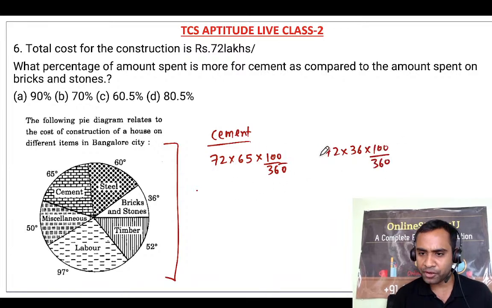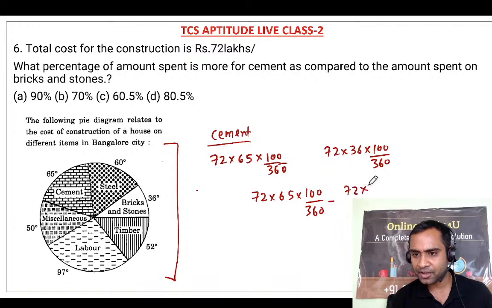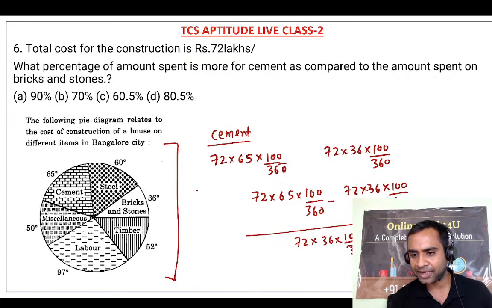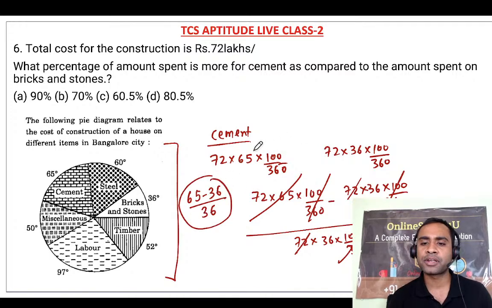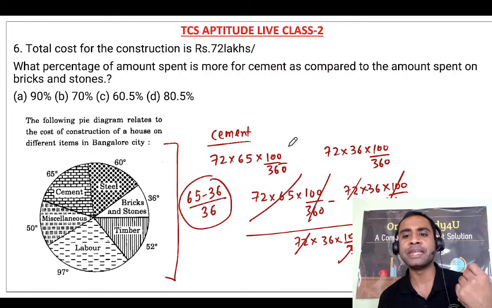Now what would you have done? We would have subtracted first, and then divided, so that all those things get cancelled. The 72s get cancelled, 100 by 360 gets cancelled. So basically you will be getting 65 minus 36 by 36. That's the reason we do not convert degree into percentage here.